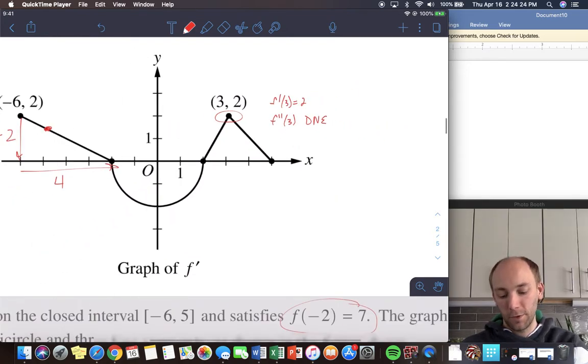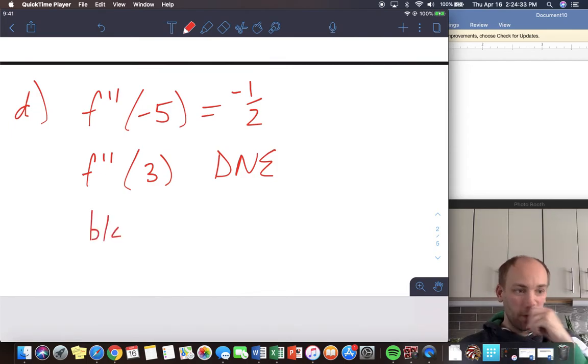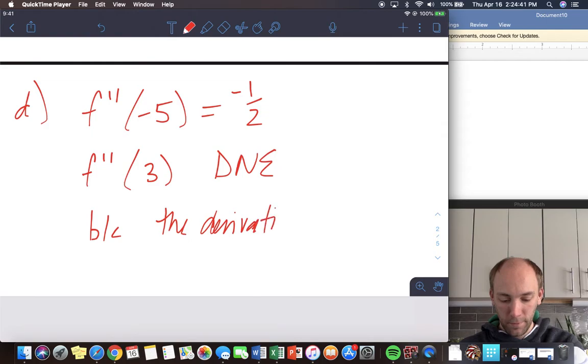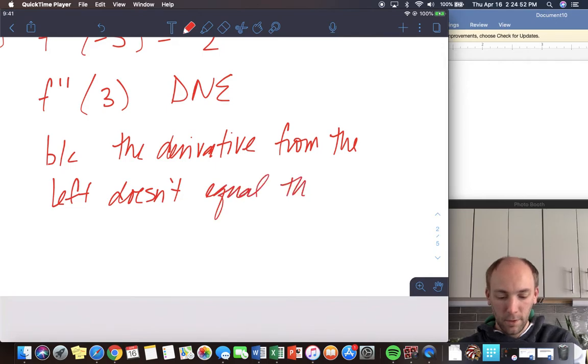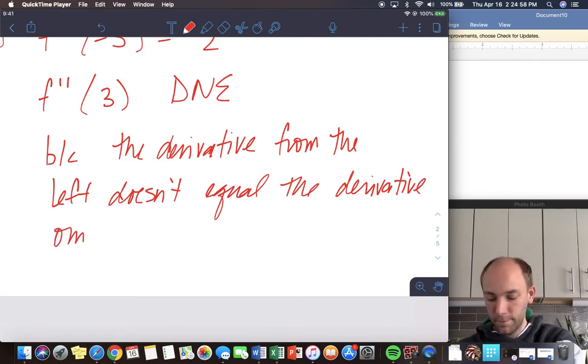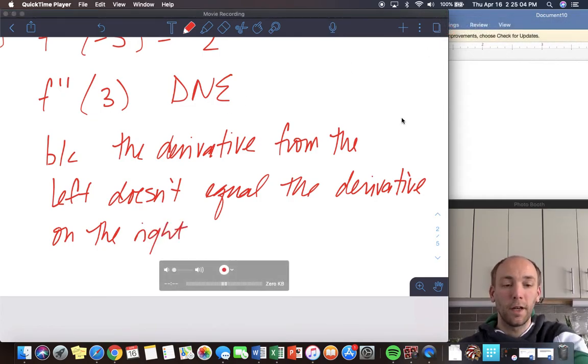Okay? And what we'll say does not exist because, and you can use formal definition, like your formal notation, I'll show you that in just a second. But for now we'll just say the derivative from the left doesn't equal the derivative on the right. Saying a pointy place would not be sufficient.